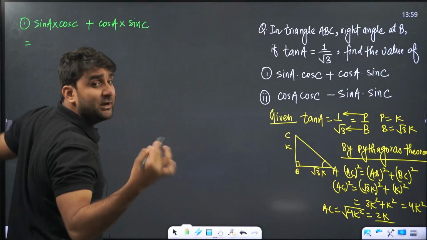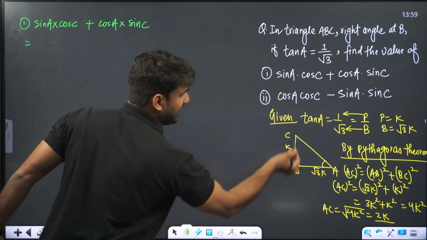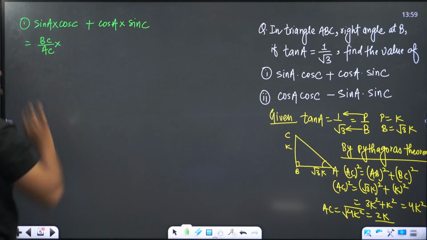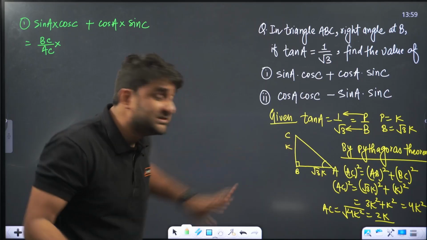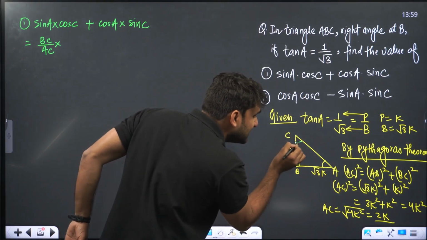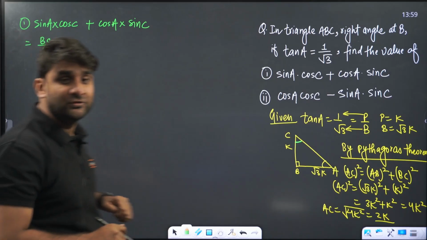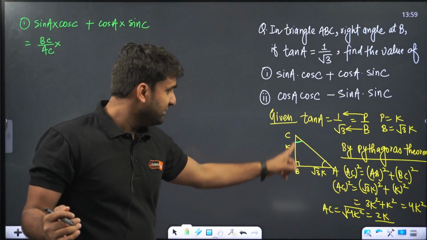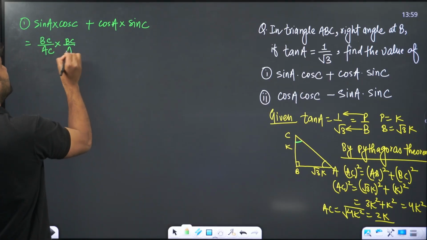Sine means perpendicular by hypotenuse, and we are dealing with A. So for angle A, perpendicular will be BC. So let's write BC, and hypotenuse is AC. Now cos C, what is cos? Cos is base by hypotenuse, and we are dealing with C. Here is C, guys. So cos means base by hypotenuse for angle C. So for angle C, base will be BC, and hypotenuse is AC.